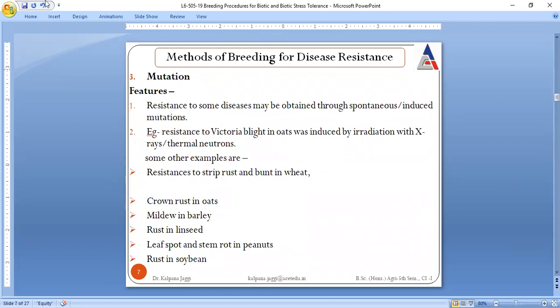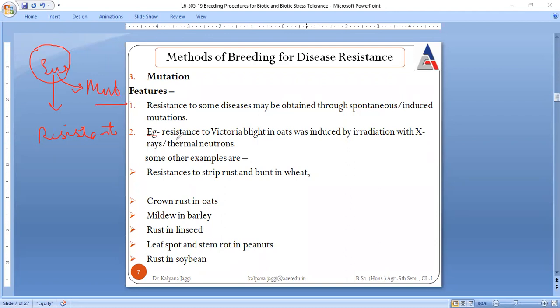Next is mutation. The name itself is indicating it: in mutation, a susceptible variety is converted into a resistant variety by exposing this susceptible variety to chemicals or to physical mutagens, and this process is said to be mutation.